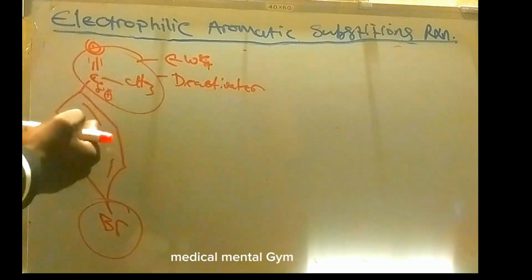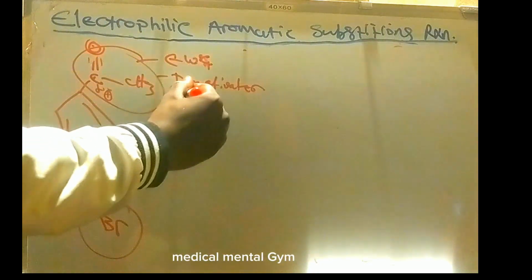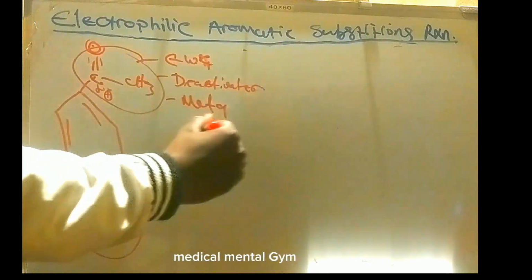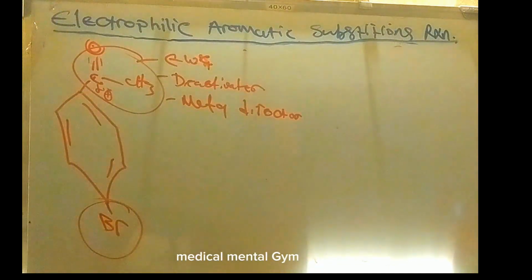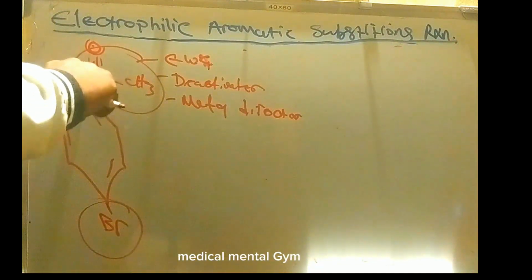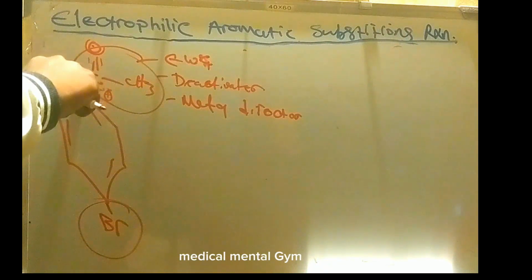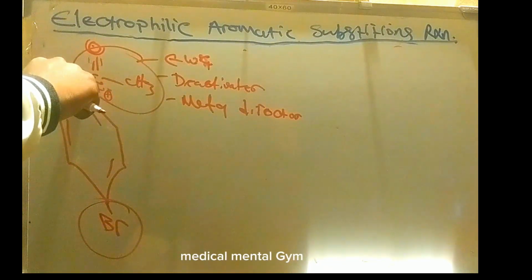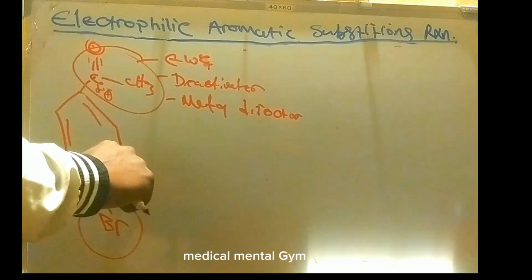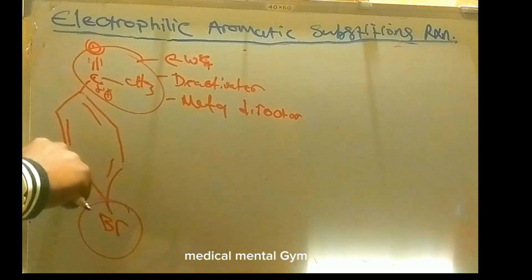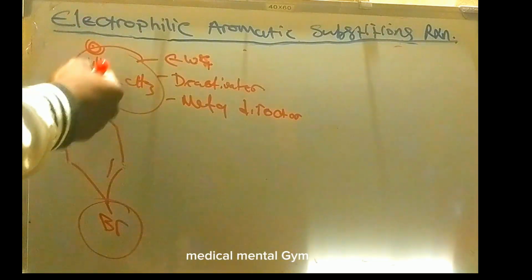And not only that, this electron withdrawing group is also meta-directing. This is a meta-director. So we discover that once we have this group on this carbon here, the only position for the incoming group will be this meta position. So this is a meta-director. Let's take note of that.